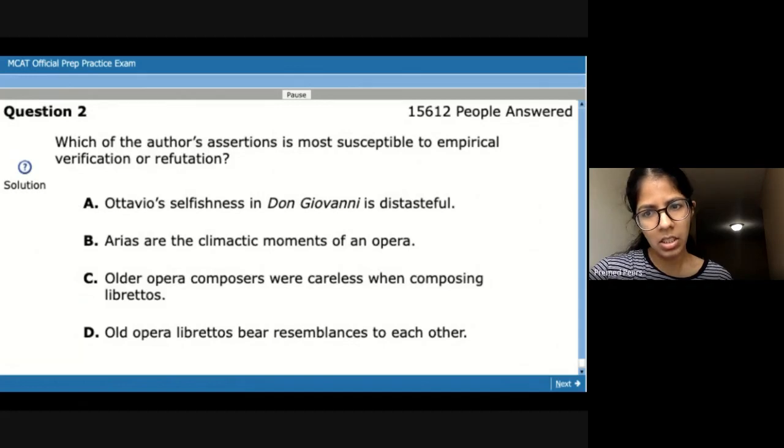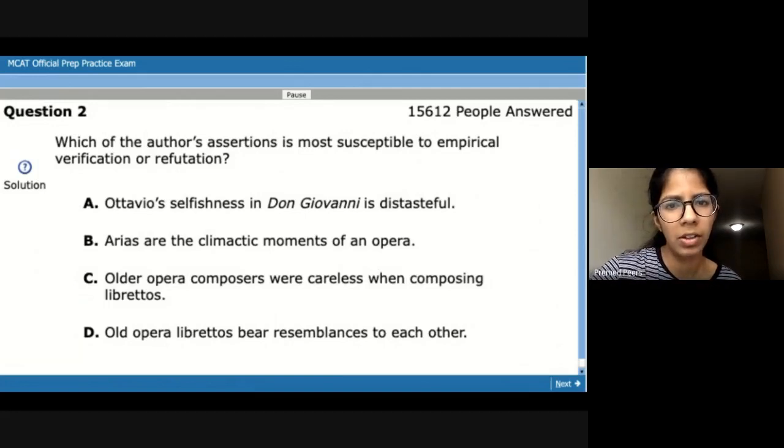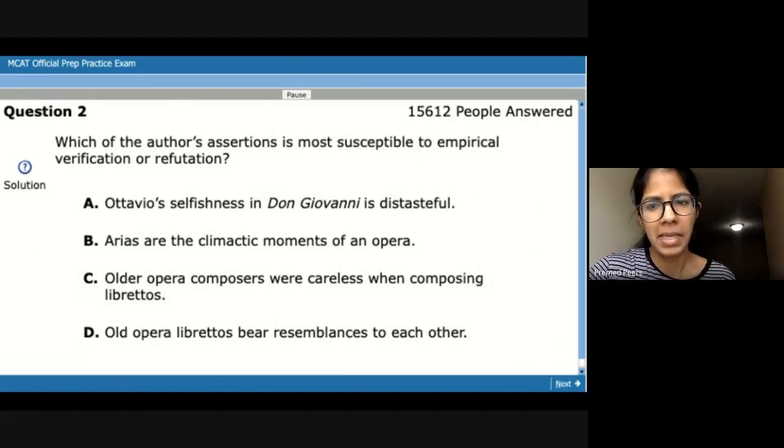Seeing D's. So this one actually doesn't come from the passage. So does anyone want to explain how they understood the question? For example, what empirical verification or refutation means?